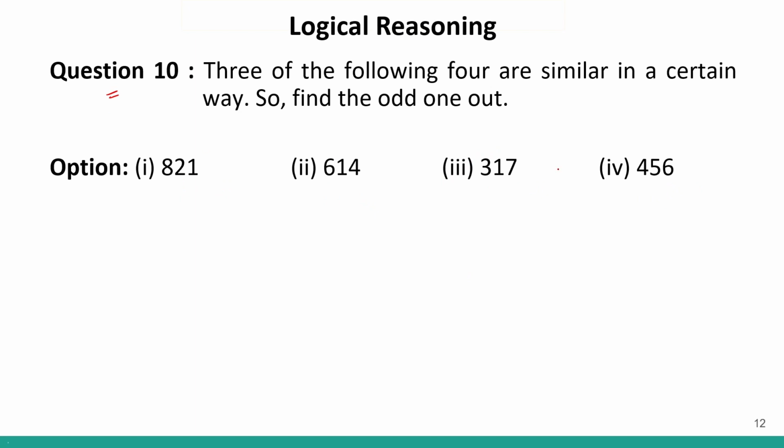Question number 10. So, 4 numbers are given to us. First number is 821. So, if I add 8 plus 2 plus 1, I'll get 11. Correct? Second number given to us is 614. So, if I add 6 plus 1 plus 4, I'll get how much? This will be 7 plus 4, 11. Correct? Then, option number 3, if I add 3 plus 1 plus 7, this will be how much? This will be equal to 3 plus 1, 4 plus 7, 11.